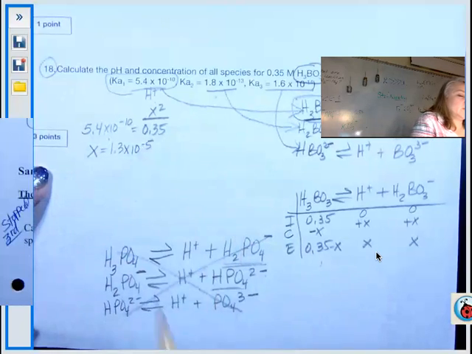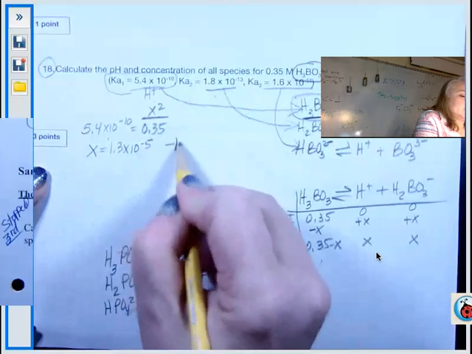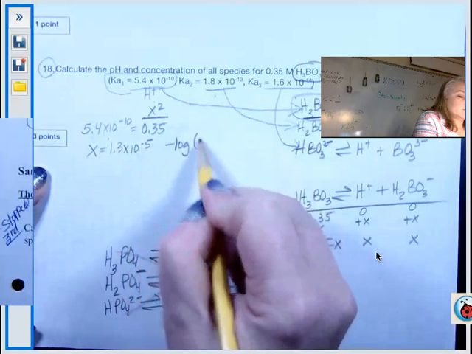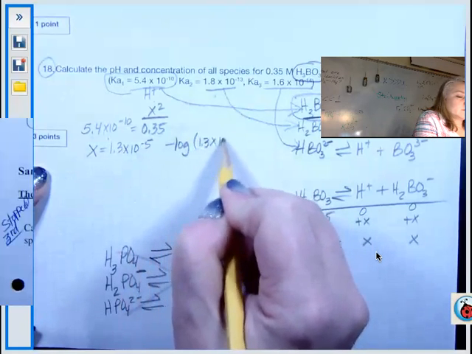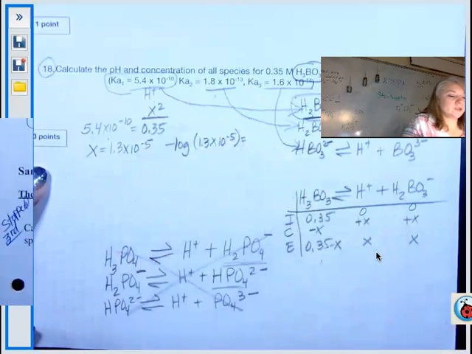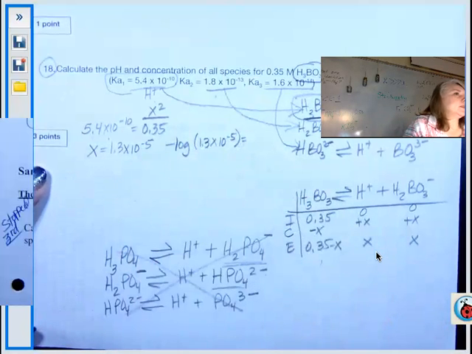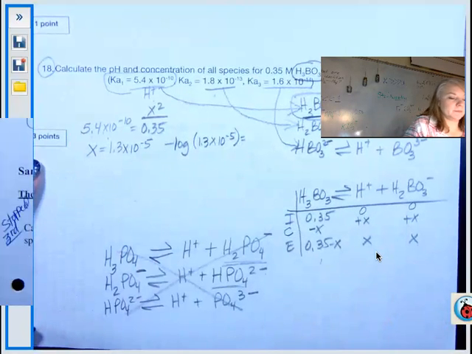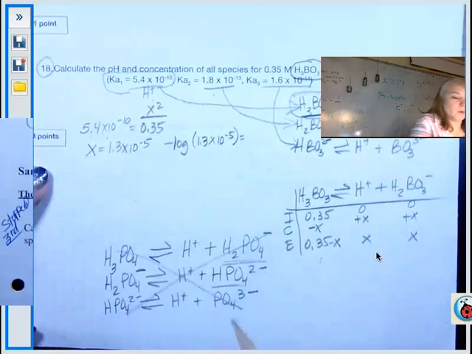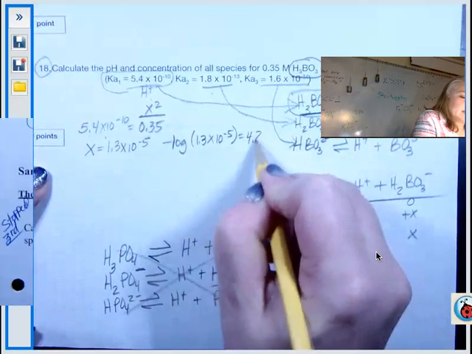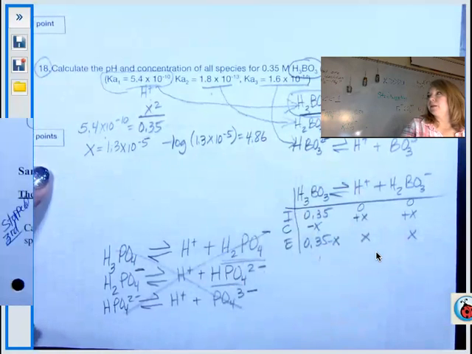Okay. And so when we take the negative log of that to find pH, then our pH is going to be a little bit less than, it's going to be 4 point something, I think. 4.86. How would I know that it's going to be 4 point something?